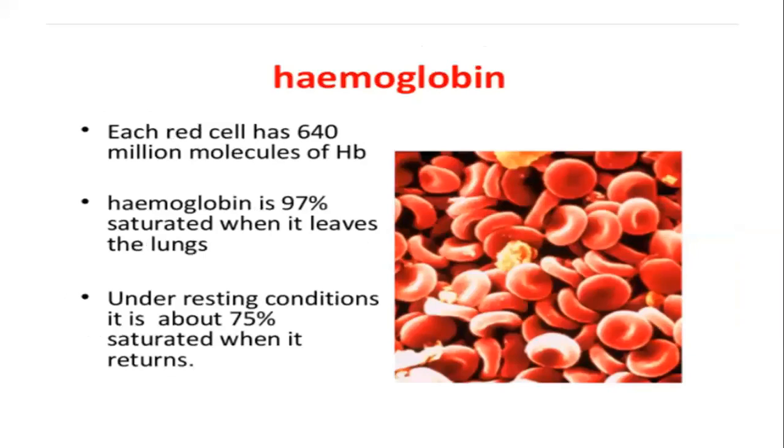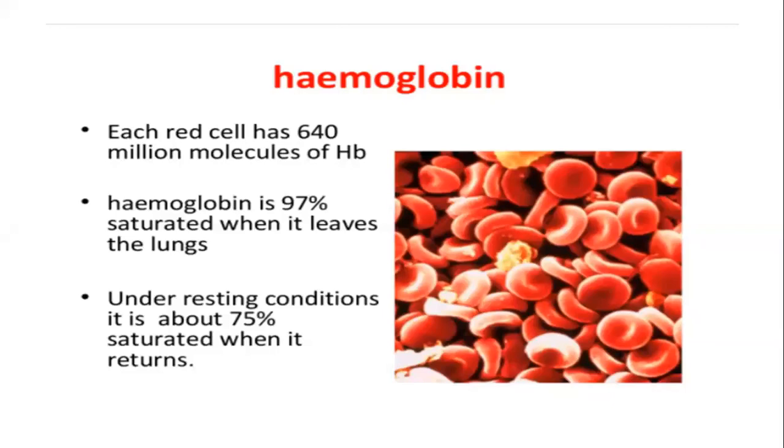And as I did mention, each red cell has almost 640 plus million molecules of hemoglobin, and 97% of this hemoglobin gets saturated when it gets to the lungs. So 97% of all the red cells carrying this hemoglobin gets saturated with oxygen when it gets to the lung. What does that mean? It simply means that when you have red cells going to the lungs, by the time they get to the lungs, they release the carbon dioxide, and 97% of those cells then get saturated with oxygen. So that 97% of oxygen is delivered from the lungs all the way down to the tissues.